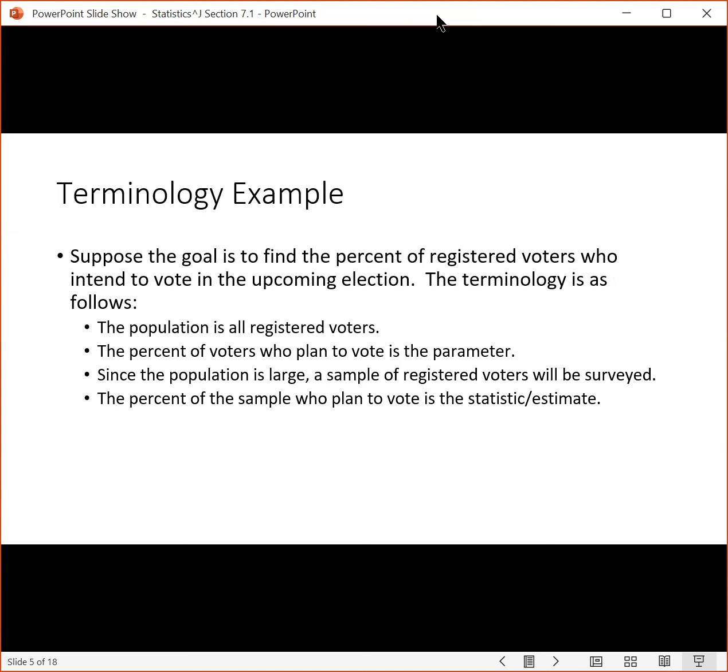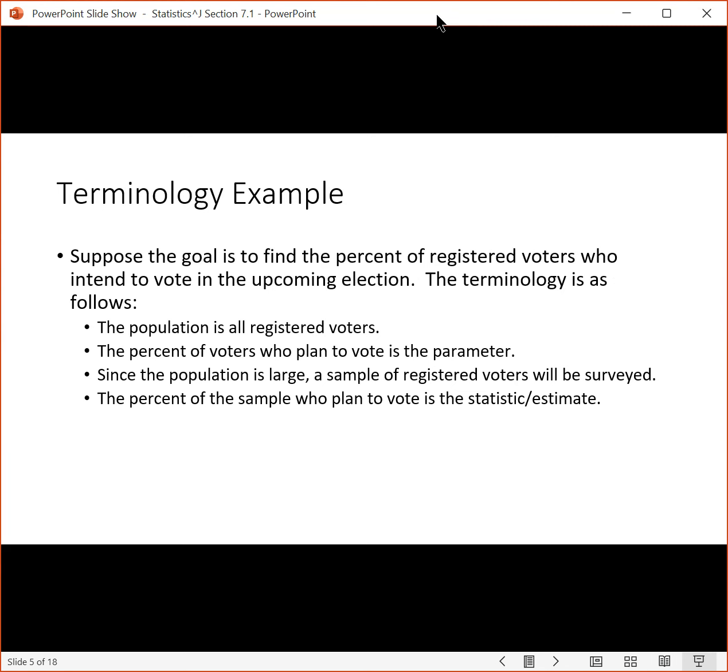Let's look at some examples for terminology. Suppose the goal is to find the percent of registered voters who intend to vote in the upcoming election. The terminology would be as follows. All right, so the population is going to be the big thing. So we're interested in the percent of all registered voters who intend to vote. So the population is all registered voters. The thing that we're interested in about them is the parameter. We're interested in the percent of all those registered voters who plan to vote.